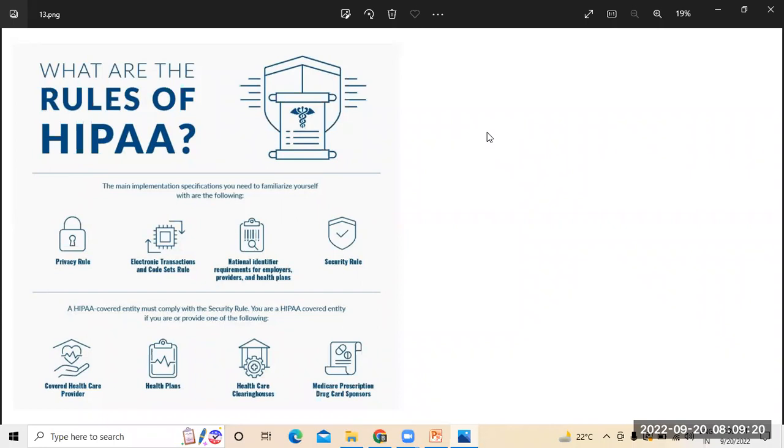When it comes to the rules of HIPAA, the major rules lie on the privacy part, the first one. We have to follow privacy, and the health information of individuals has to be protected. This is the first point we have to see in reference to the rules.